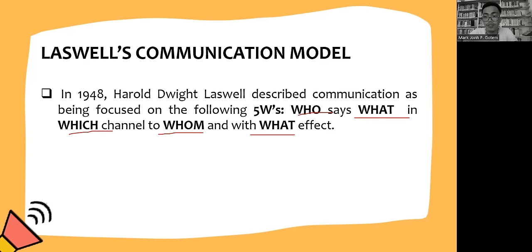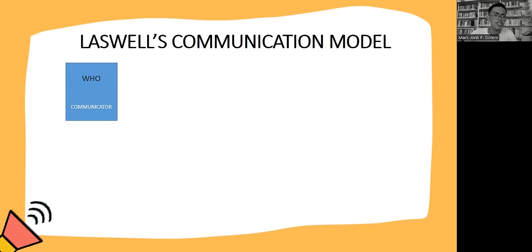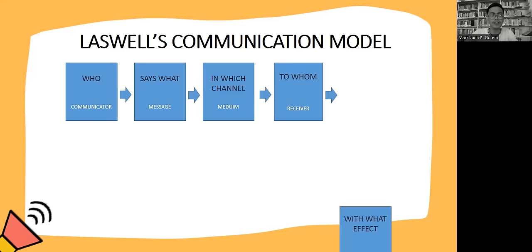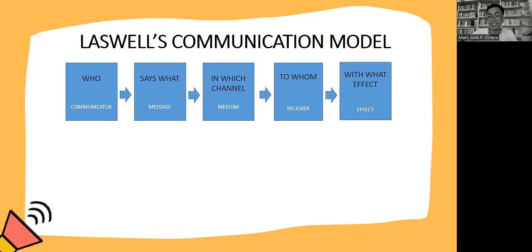Let's see the communication flow of Laswell's communication model and the five W's. The first variable is the communicator. In Aristotle, the term used was sender or speaker. In Laswell, it is communicator, and be aware of this. The terms sender, speaker, communicator or source are different. Again, the first variable of Laswell is the communicator. The second is the message. Third is the medium. Fourth is the receiver. And the last is the effect. These are the five variables of Laswell's communication model.